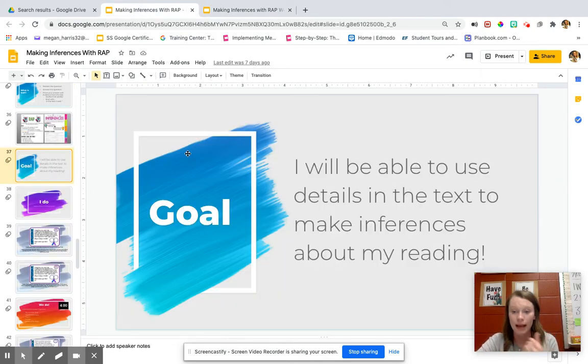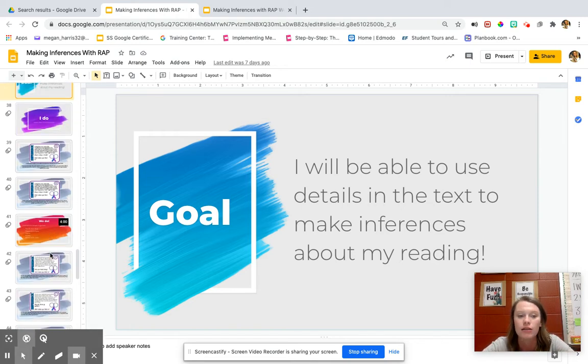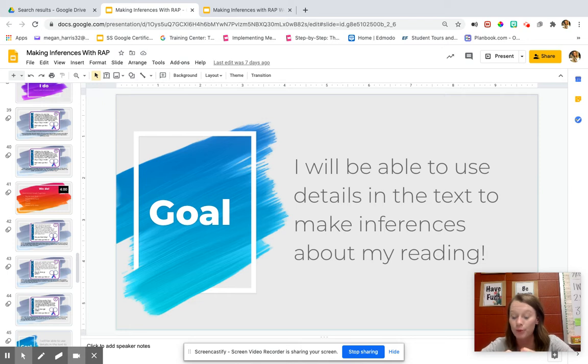So I just wanted to remind you, remember that our goal is to be able to use details in the text to make inferences about our reading. But what are we adding to that? What are we adding to that? We are adding wrap, right? We are adding the restate, answer, prove part to our goal.